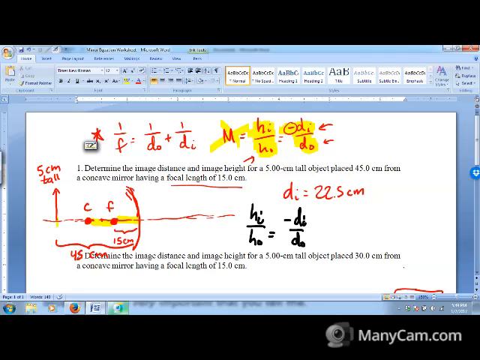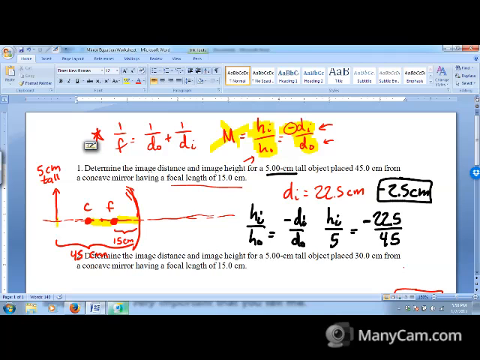Now, I want to know what my image height is, so I'm going to leave that as a variable. I know that the height of the object is 5 centimeters tall, so I'm going to put a 5 right here. Negative sign, I know that my image distance is 22.5 centimeters, and my object distance is 45 centimeters away. We can just look at our picture. I don't care how you solve that. hi comes out to be negative 2.5 centimeters. I'm not going to go through it, but you can if you want to.